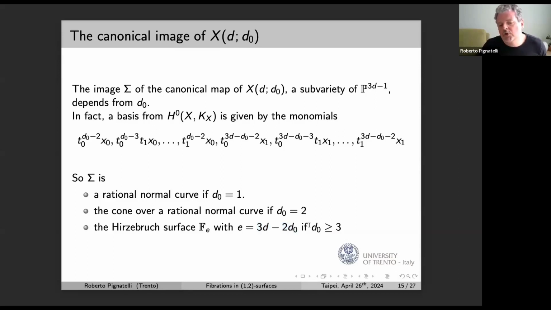In fact, this is only if D0 is bigger than 3, because if D0 is equal to 2, then the map goes to a Hirzebruch surface and then contracts this negative section, so you get a cone over a rational curve. And the canonical image becomes even a curve if D0 is equal to 1. So when D0 gets smaller, the map changes a little bit, but there is always a Hirzebruch surface into the game, and the geometrical meaning of this D0 has to do with the Hirzebruch surface, but the index is not D0, it's 3D minus 2D0, but it's more convenient for me to work with D0.